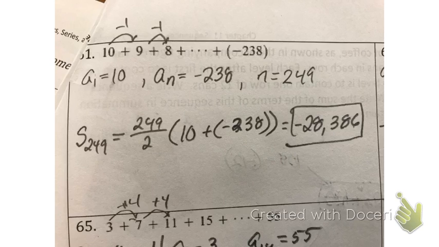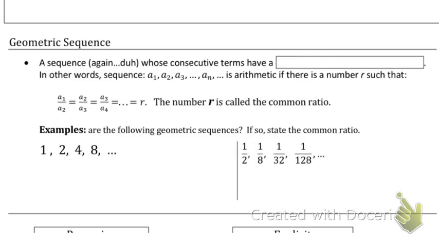We have so far been talking specifically or mostly about arithmetic sequences where you just keep adding a common difference over and over and over. That common difference could be negative. It could be a fraction as long as it's adding or subtracting that same thing over and over. A geometric sequence is different. It's still a sequence, but instead of having a common difference, we're going to have something called a common ratio.